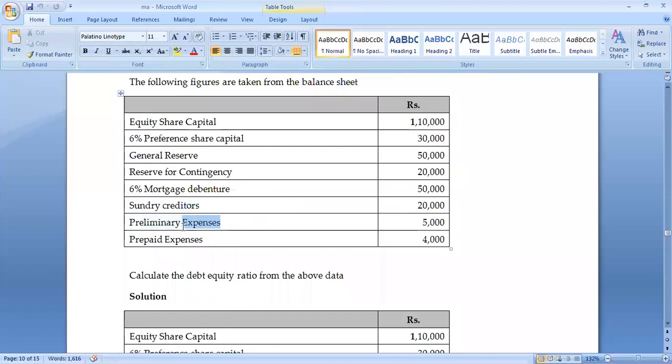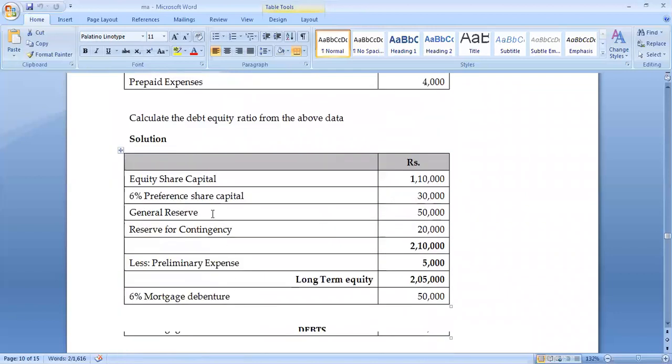Whenever there are any losses incurred, for example preliminary expenses, what is it? It is a kind of expenditure met before establishing any business. So it is a kind of loss, and that should be deducted out of the equity here. Now we shall see. Equity share capital is given, then 6% preference share capital, general reserves, and reserve for contingency.